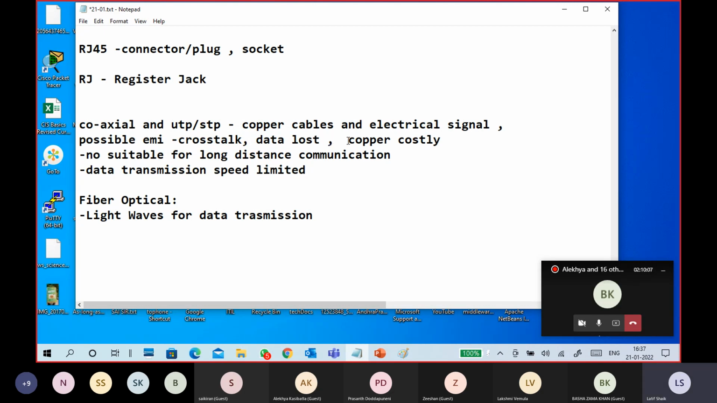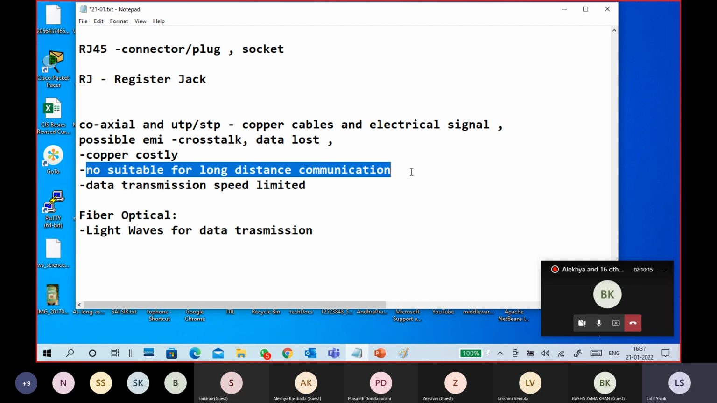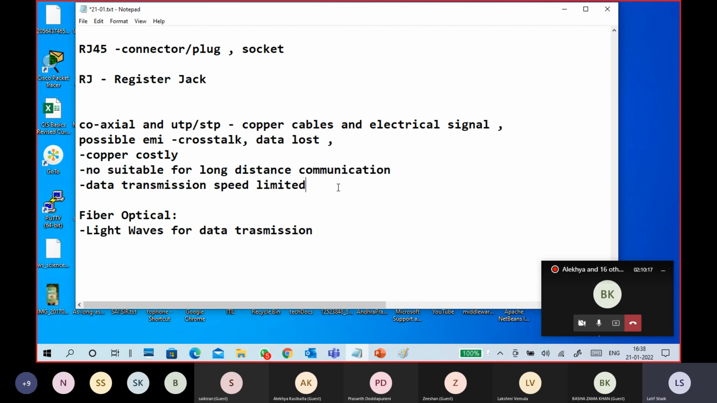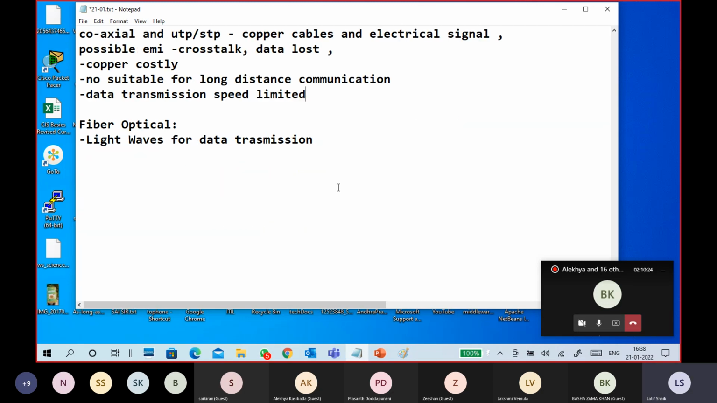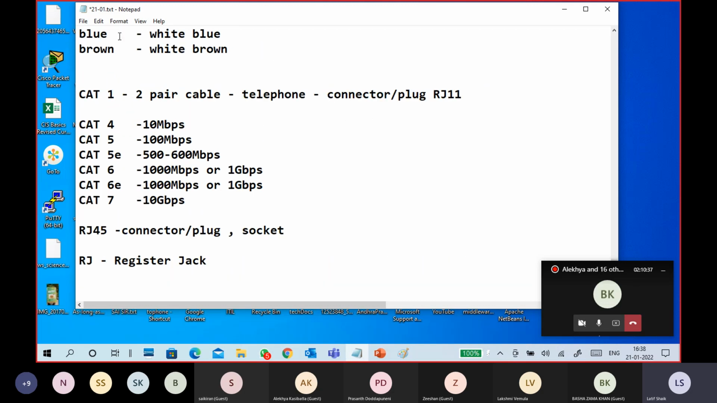Data tampering is also there. Copper is costly, right? We know copper is a metal, it is very costly. And it is not suitable for long distance communication because it's copper. Cost increases, and we can't communicate over long distances. Long distance communication is a problem, and transmission speed is also a problem. Both are problems because of the limitation.